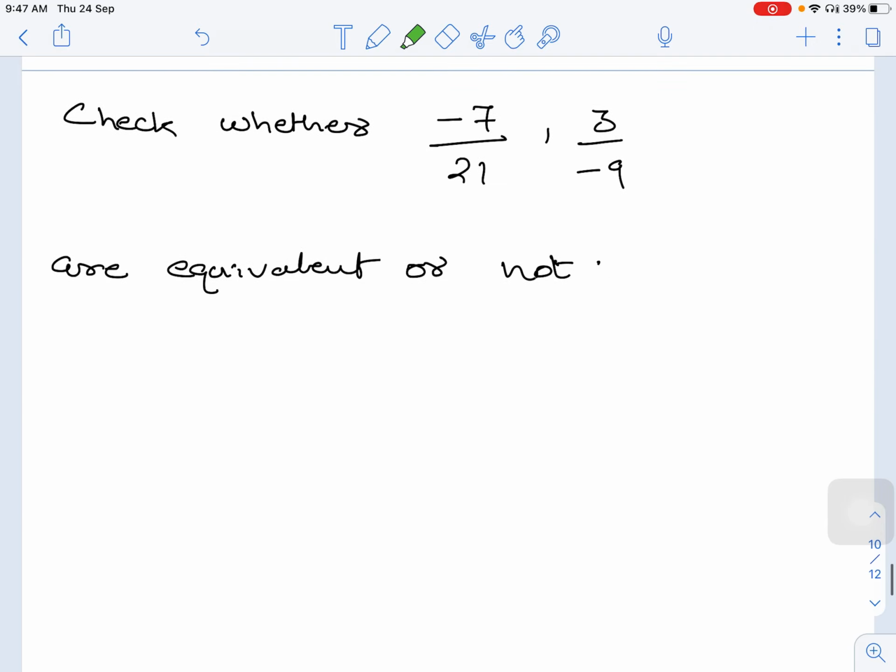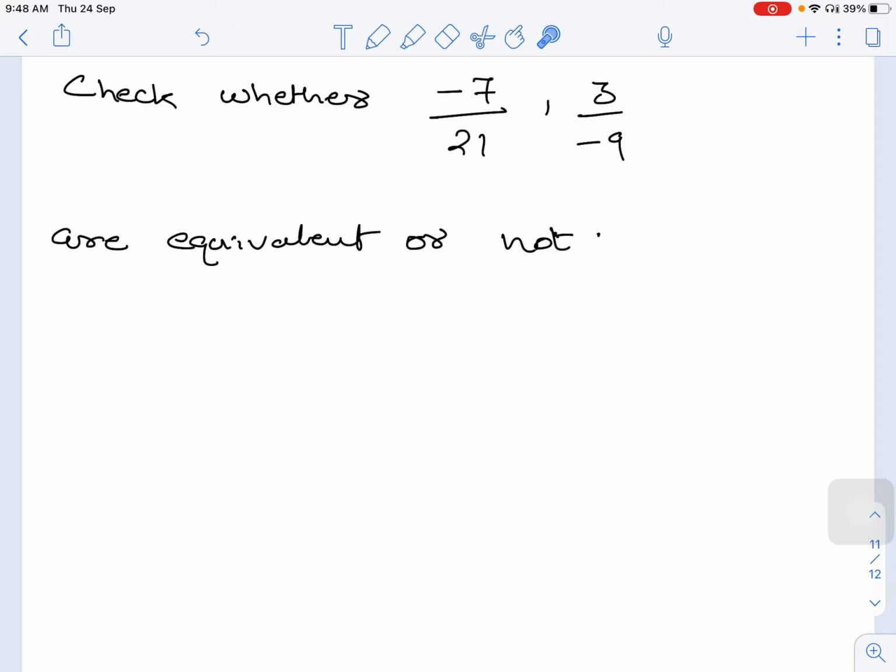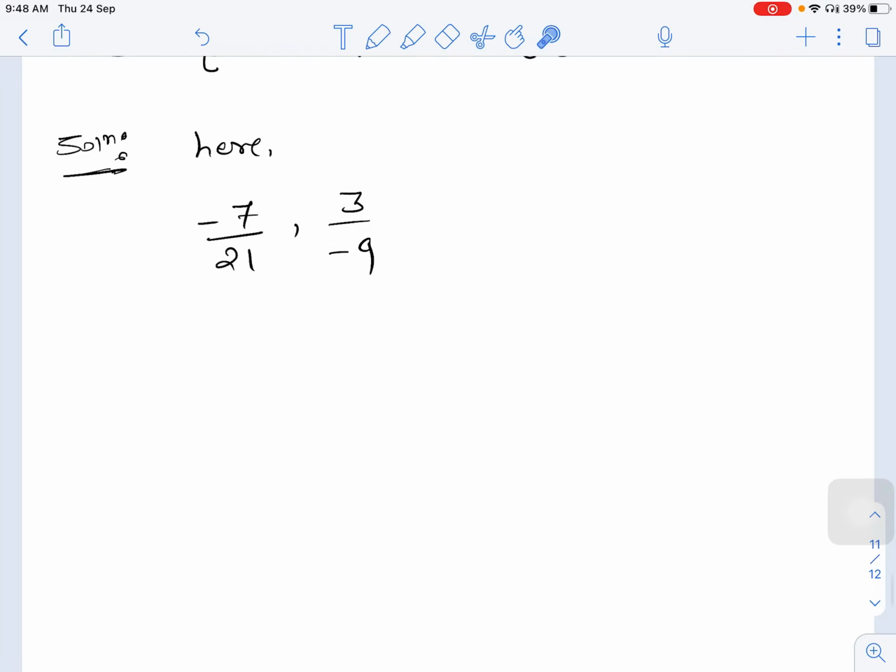Okay. Now let us look at next example. Now here it is given that check whether minus 7 upon 21 and 3 upon minus 9 are equivalent or not. They are equal or not. So solution. Now what we are going to do, to check whether they are equivalent or not, we will do cross multiplication. So what do we have? Minus 7 upon 21 and next number is 3 upon minus 9. So to check whether they are equivalent or not, we will do cross multiplication of this number.